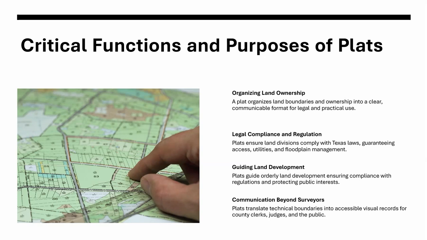This communicative purpose is so important that Texas regulations spell out formatting requirements, fonts, symbols, line weights, to ensure consistency across departmental plats. That way, whether someone is reading a plat in Harris County or in rural county courthouses, they encounter a familiar, standardized format.